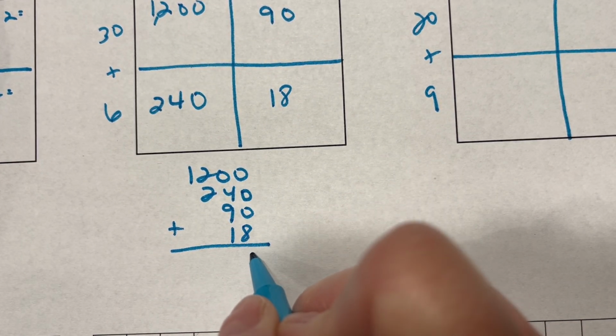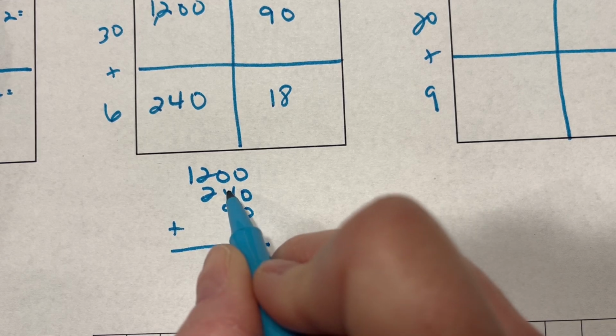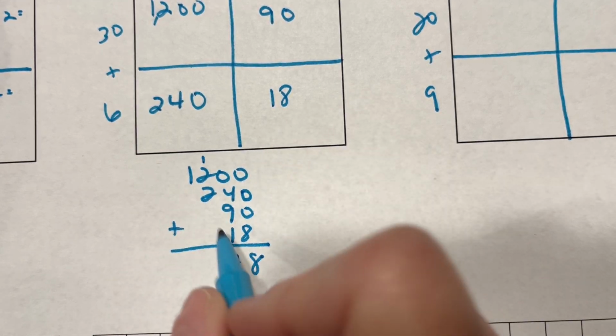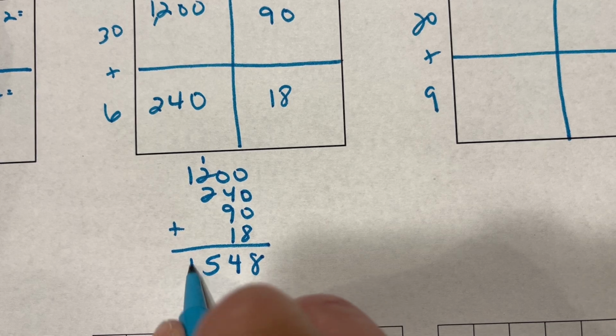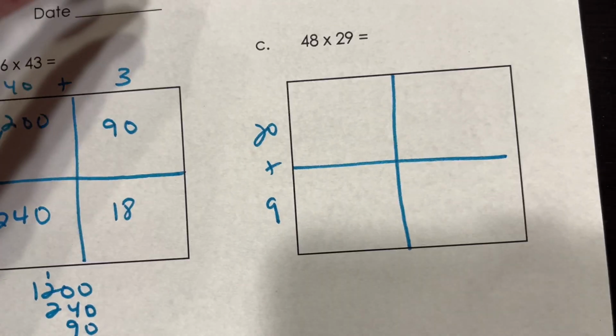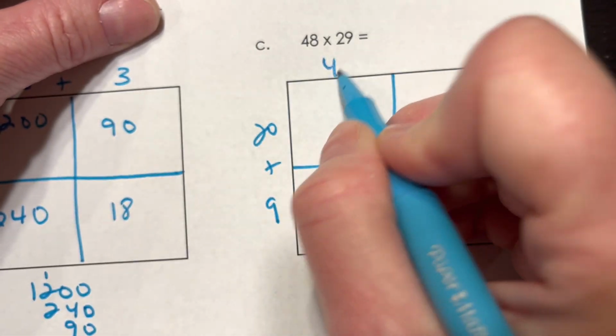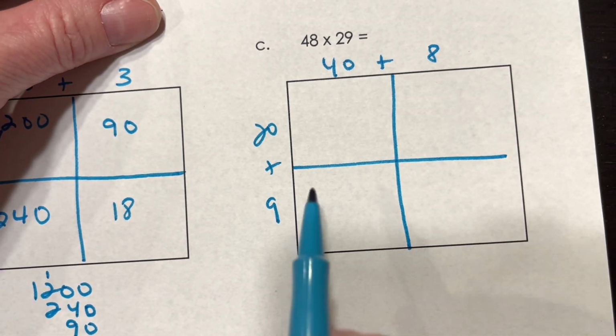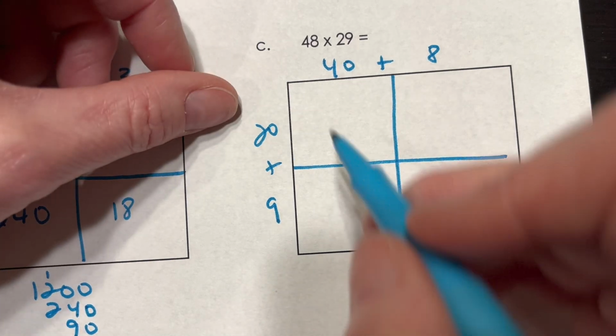And I have my zeros and an 8. 9 plus 1 is 10, plus 4 is 14, 2, 4, 5, and a 1. So 1,548. And our last one here, I'm going to put my 40 plus 8 across the top, and I have my 29 along the side.